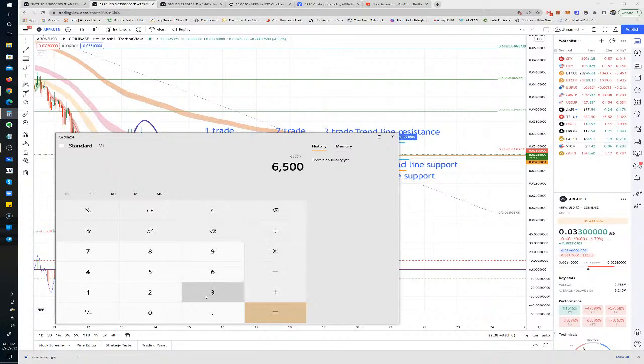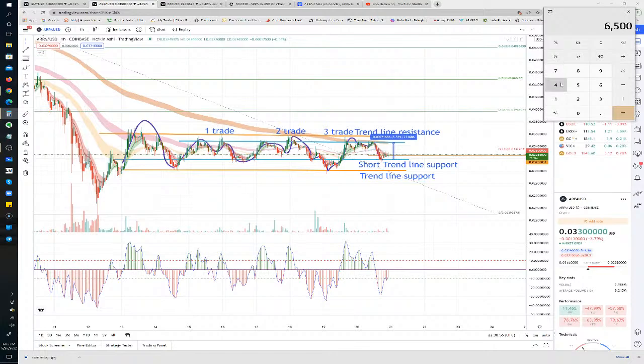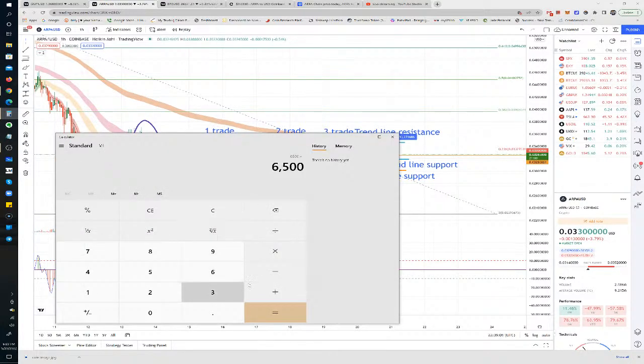You times that by the percentage there. Let me put this calculator up there. That was 8.52%. Let's bring it back down. Times 8.52% equals $553. That's what I would make if it does exactly what I want it to do. I say it's going to happen, but that's what I want it to do. If it does that, with that many coins I got, this is what my profit would be for that trade. That's not bad.